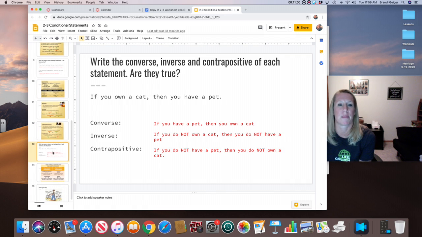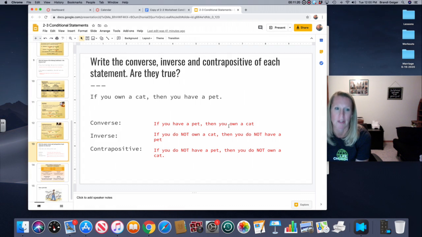So here's an example. If you own a cat, then you have a pet. So the converse is the flip only. No negating, just the flip only. If you have a pet, then you own a cat. Now, is that true? Just because you own a pet, do you have to have a cat? Not necessarily. I have cats, but you don't have to.